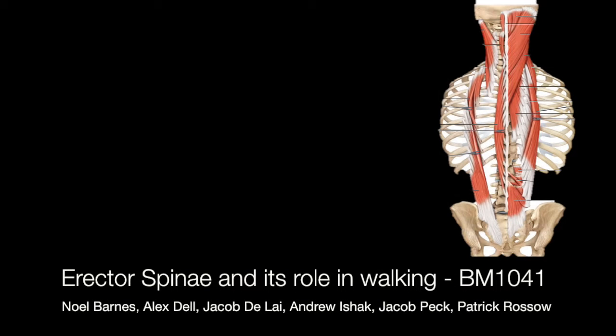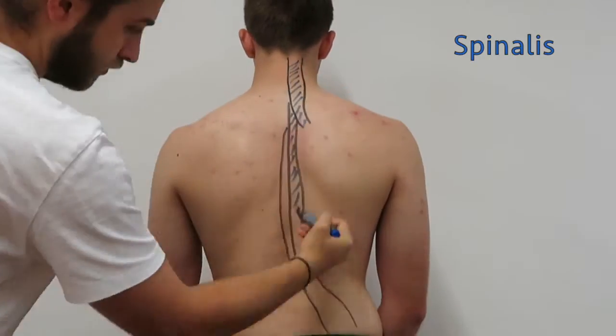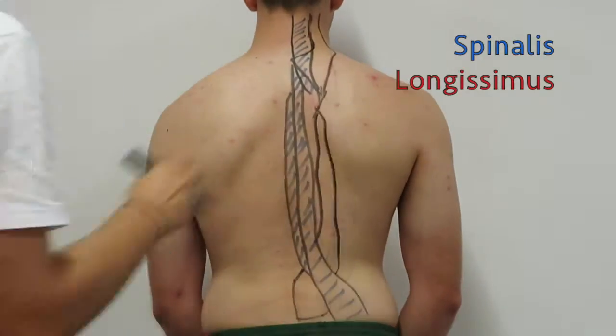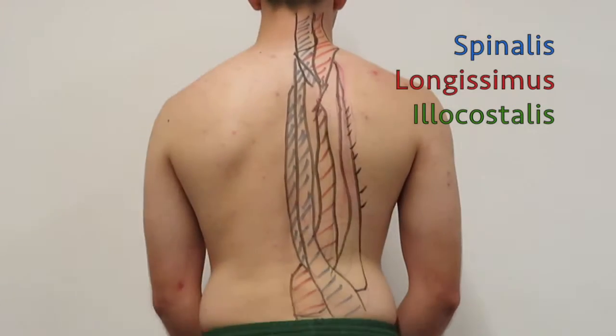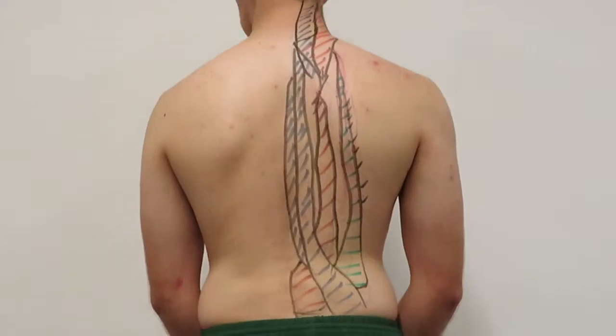This presentation will look to explore and explain the erector spinae muscle along with the role it has in a person while they are walking. The erector spinae is comprised of three groups of muscles, the iliocostalis, the spinalis, and the longissimus muscle, with the spinalis lying most medial, the longissimus lying intermedial, and the iliocostalis lying most lateral.